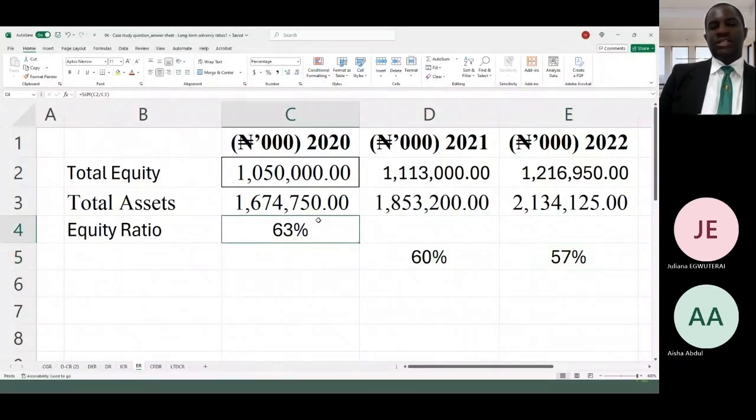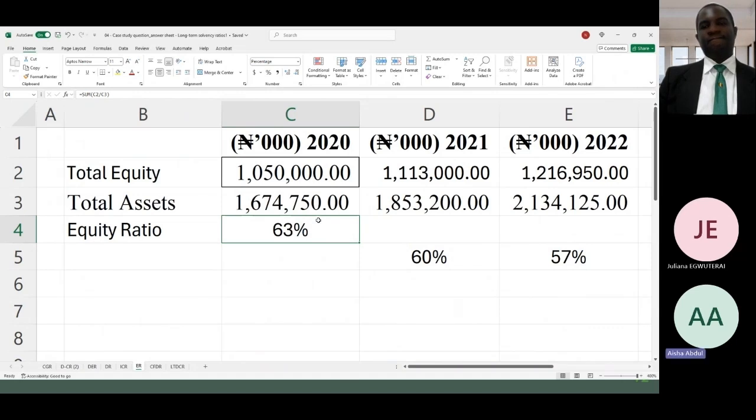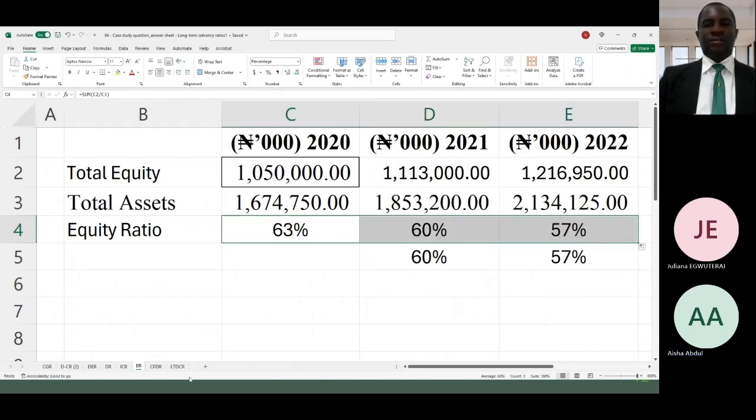I like this. The equity holders are doing well. 63% is good. It shows the bank's equity holders will smile. 63, 37. It's not bad. 57% for 2022, and 60% for 2021. Yes, it is correct. So I've dragged and we have the same figure.